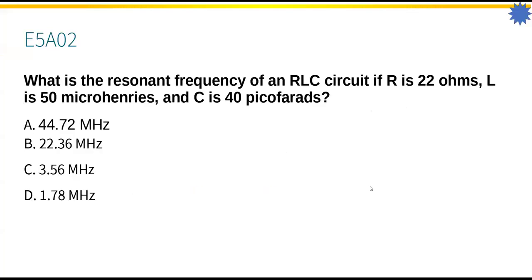Okay. So let's do a real one. We've got 22 ohms, which you can forget, 50 microhenries and 40 picofarads. Anybody got a calculator? I forgot mine. So we've got another 10 to the minus 6 and 10 to the minus 12. And 50 times 40.